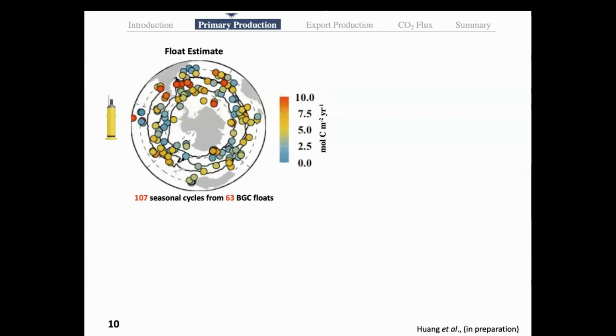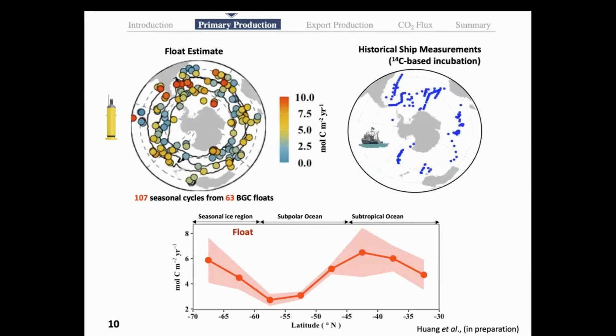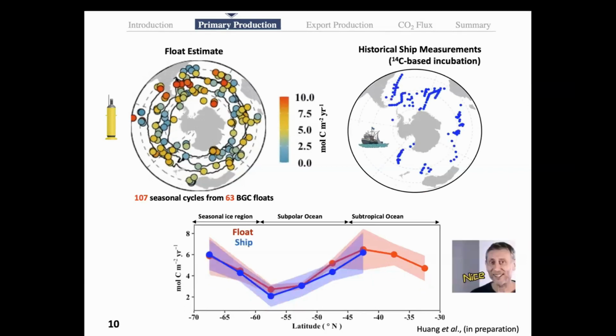If I average this result into 5-degree bands, you can see a clearer pattern. For example, the MPP is substantially reduced in the subpolar ocean. To verify this float estimate, I compare it with historical measurements of MPP by carbon-14 uptake. You can see we get a very exciting agreement.